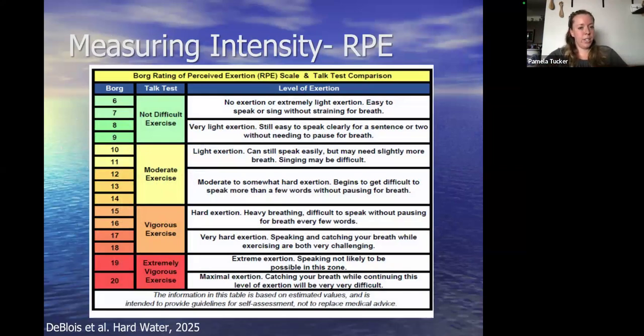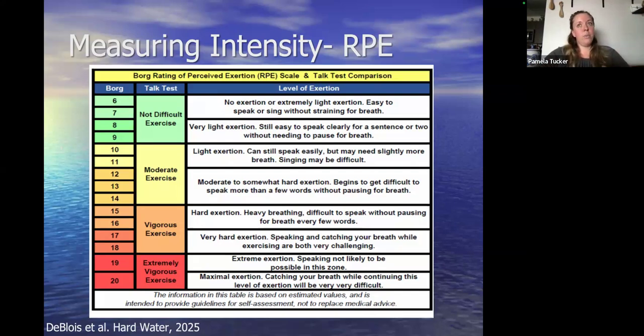Here on the left side, you'll see that Borg scale that I was mentioning. So that's the rate of perceived exertion that translates over to heart rates and lets you see what exercise zone you're in. So you can see like not difficult, moderate, vigorous, extreme.